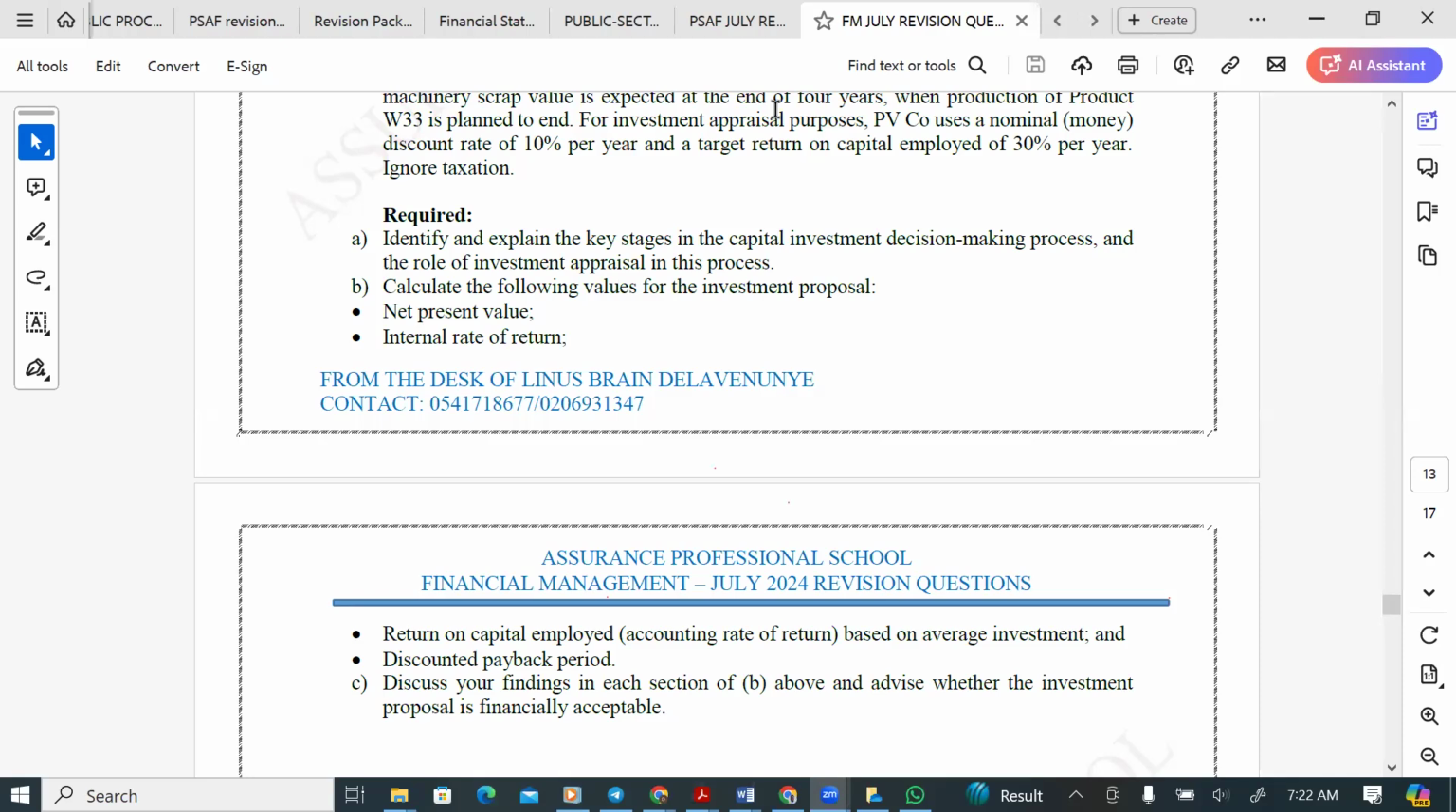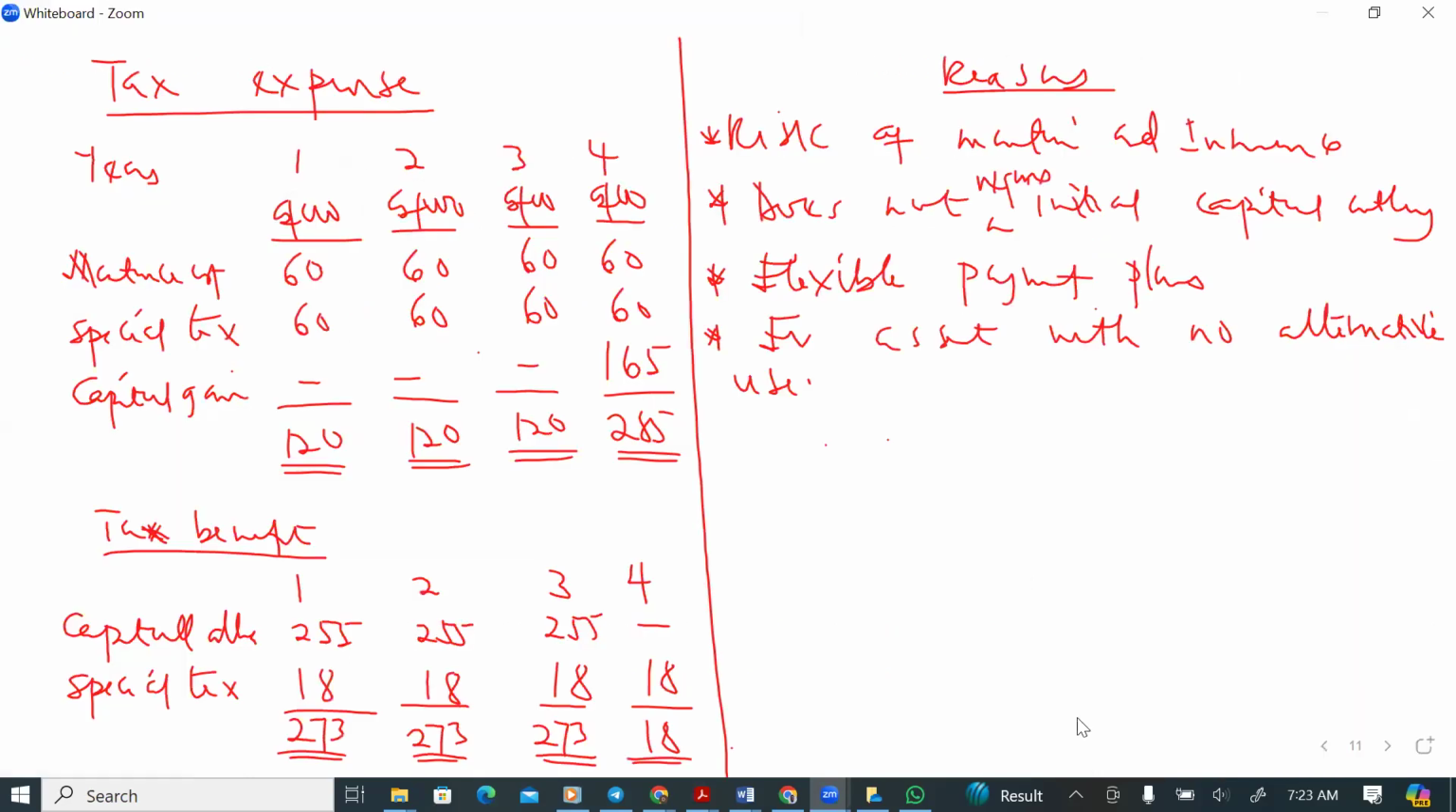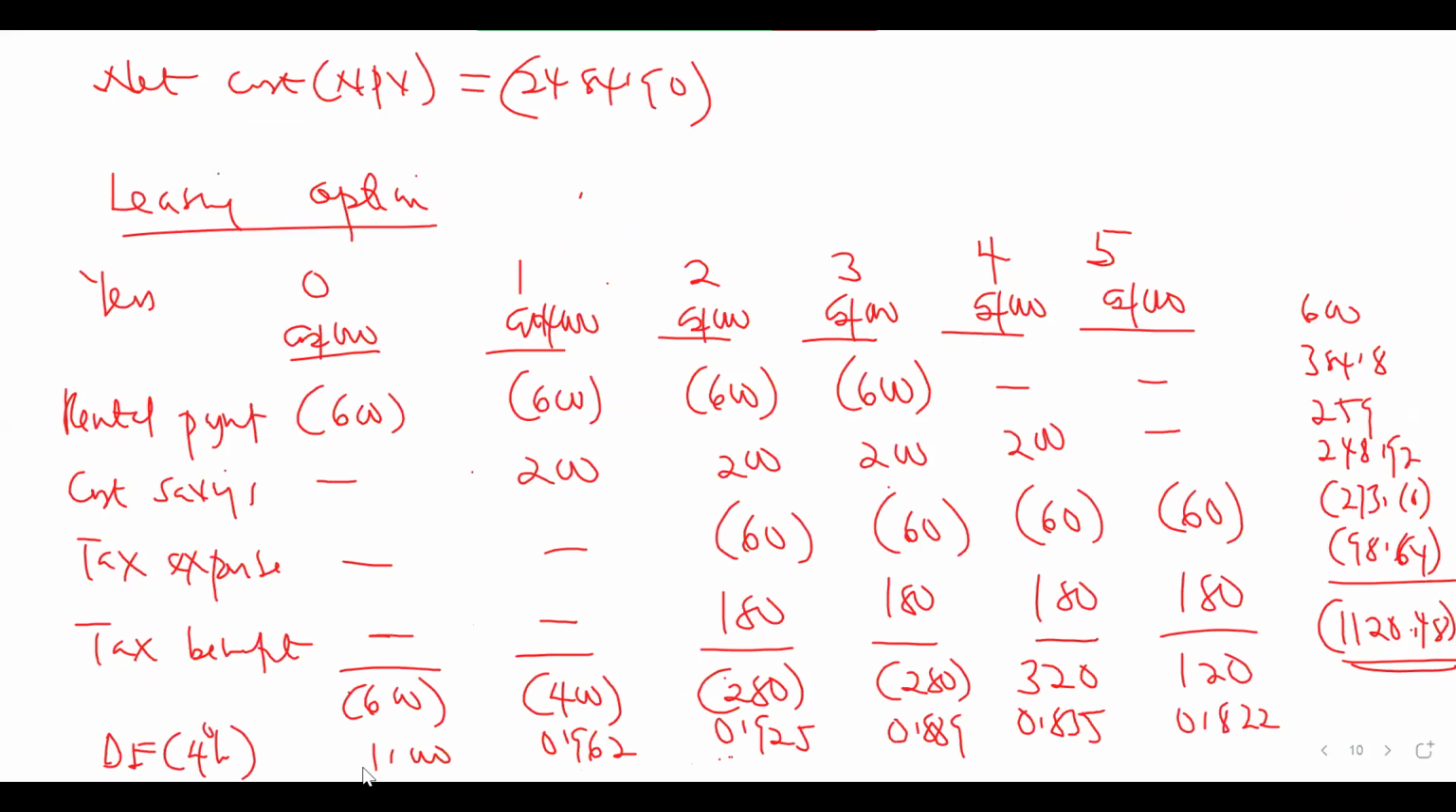About the lease option, please, how did you get the 1120? Your answer, please. How did you get it? I just add the present value of those ones. So just discount these values and put them together. That is it. Yes, discount them. Some of them will be positive, some of them will be negative. So put all of them together.